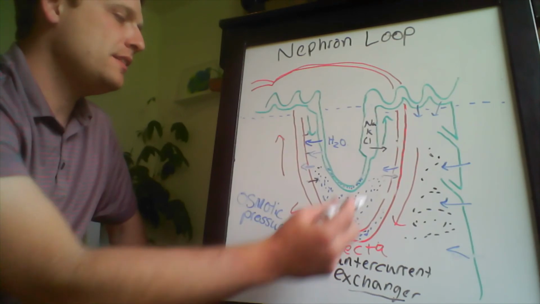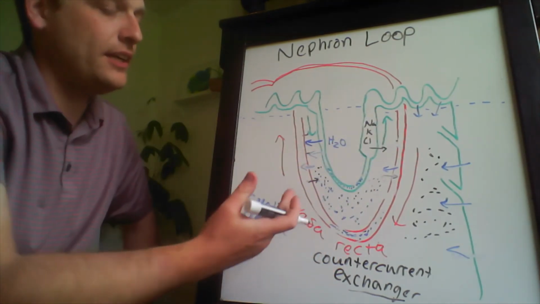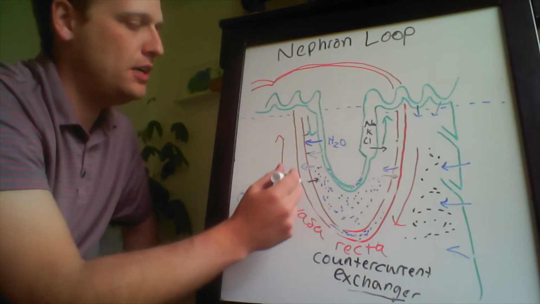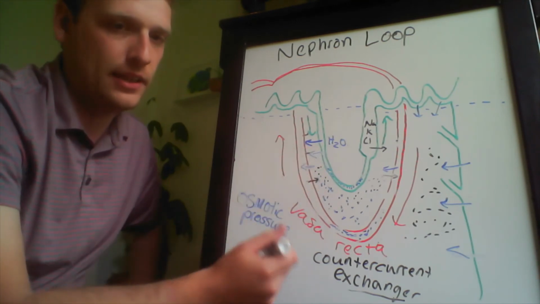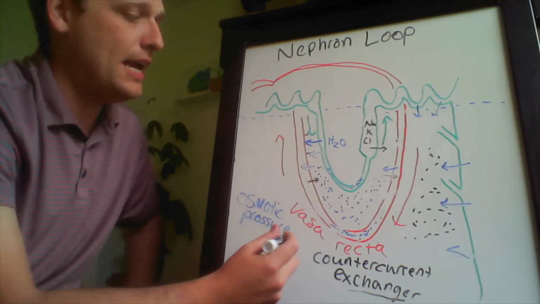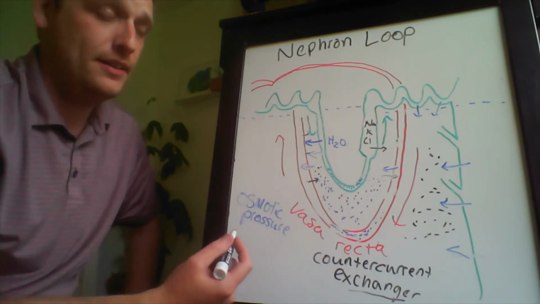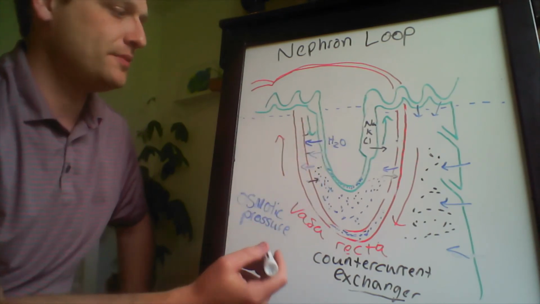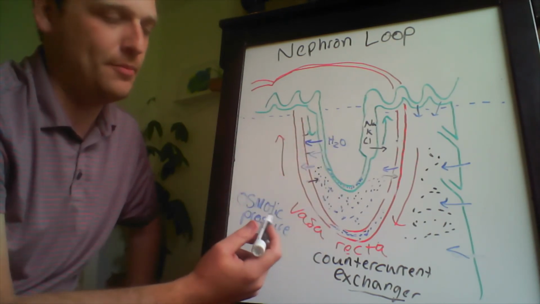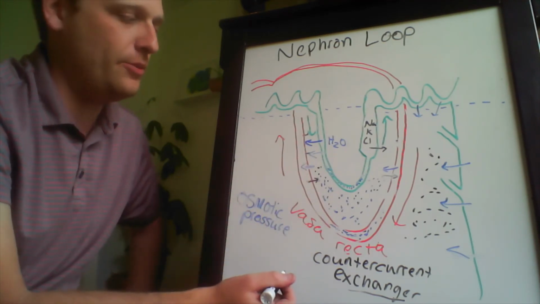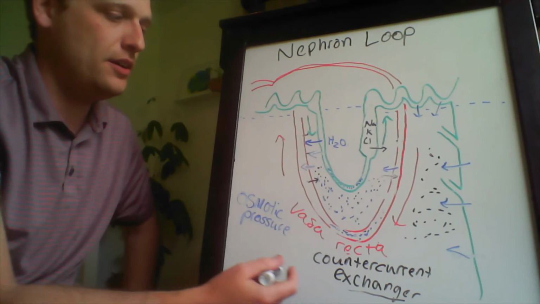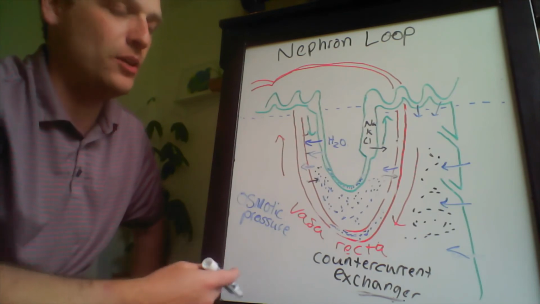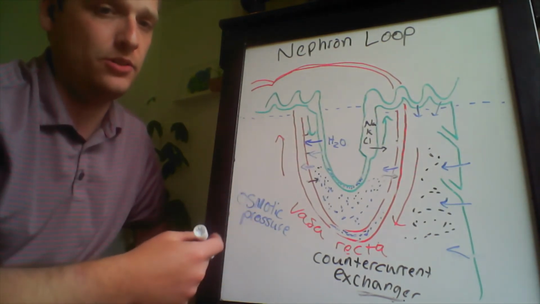So this vasa recta is basically going to maintain this osmotic gradient. On one side it picks up electrolytes and loses water, on the other side it gains water and loses electrolytes. So it balances itself out here, and is able to provide blood flow to the tissues that need it down here without disturbing this salty environment, this osmotic gradient that we've established here in the renal medulla. So the countercurrent exchanger is a mechanism to maintain that salty environment while still providing blood to the tissue in the medulla.